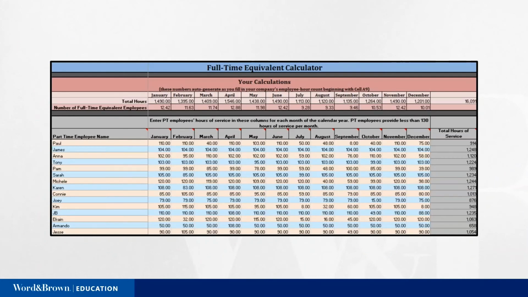On the Word & Brown website, we have a really nifty calculator that allows you to determine your full-time equivalent count by adding up your part-time employees' hours on a monthly basis. The real cool thing about this calculator is there's some logic built into it. If you try to enter a value that's more than 120 hours, it will tell you, hey, that can't be done here. The rules say to round down to 120, and it won't let you enter any value above 120. So it'll prevent any one part-time employee being counted as more than one full-time equivalent employee.